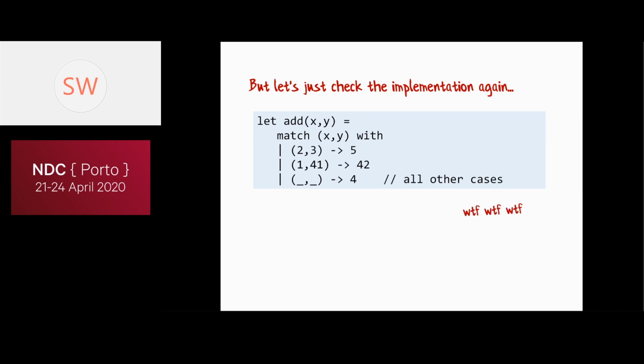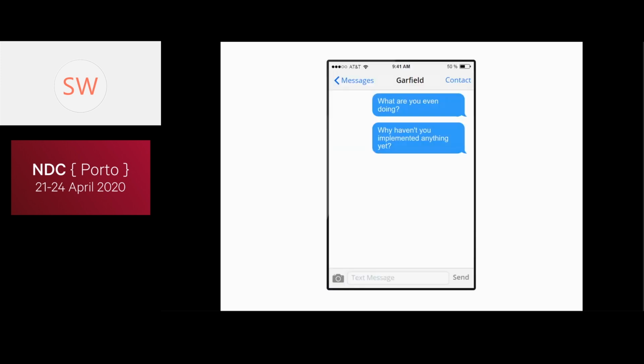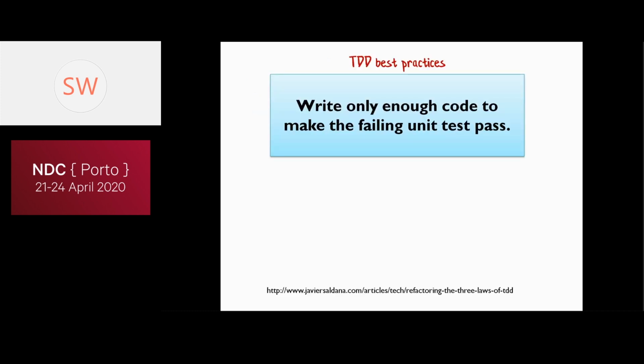And this is not a very good implementation. So I said, what are you even doing? You haven't even implemented anything yet. You've just made the test pass. And he said, chill out. I'm totally following TDD best practices, which is you write only enough code to make the failing unit test pass. And that's exactly what he was doing. I'm not sure that's quite what they meant when they said that, but he's following it literally.